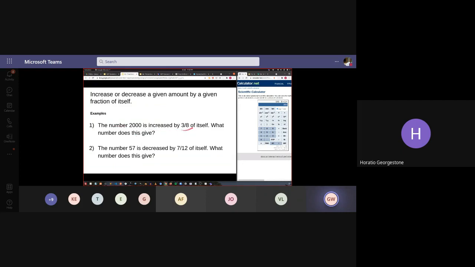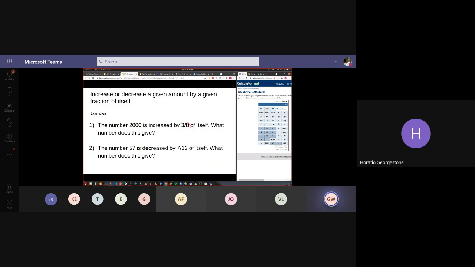So the most obvious way to do it is to find 3/8 of 2000 and then add that onto 2000. So we already know how to find a given fraction of a given amount. 3/8 times 2000, that's 750. And then we just do plus 2000. Your calculator will probably put ands here, so do ands plus 2000. And we get 2750.